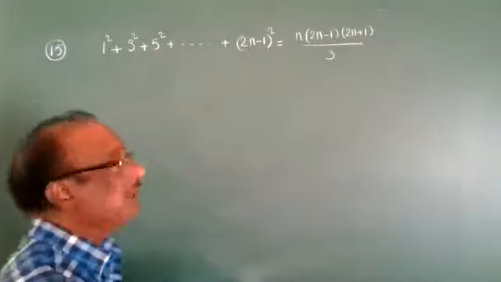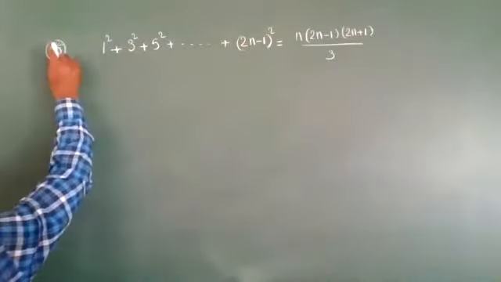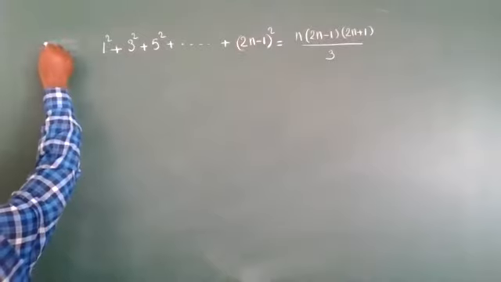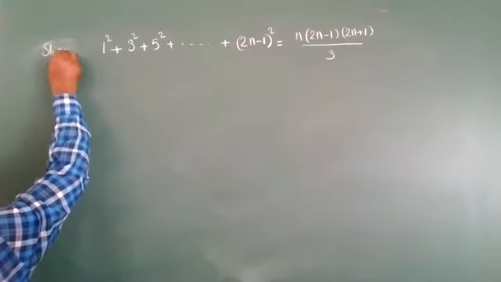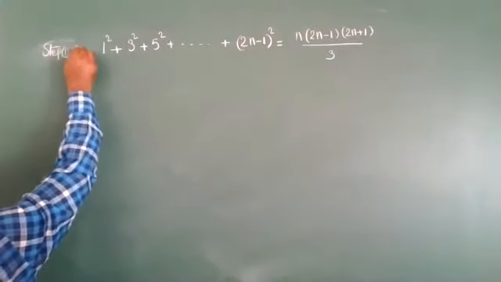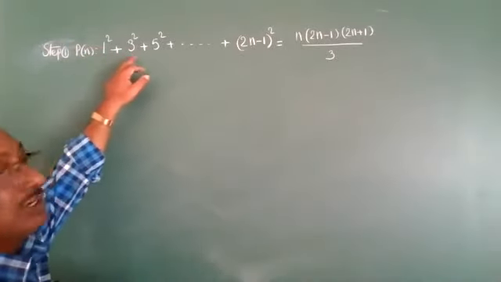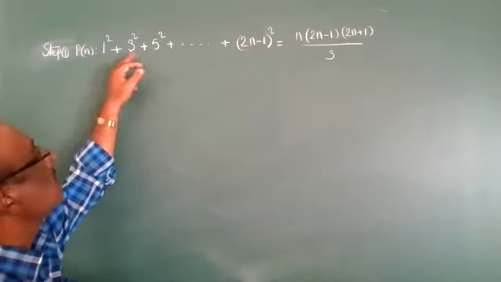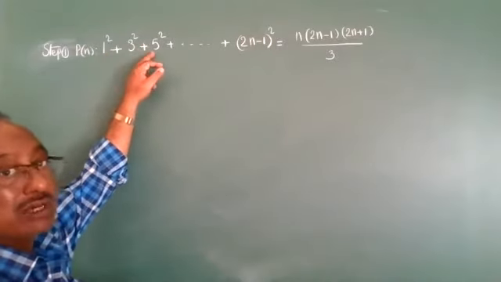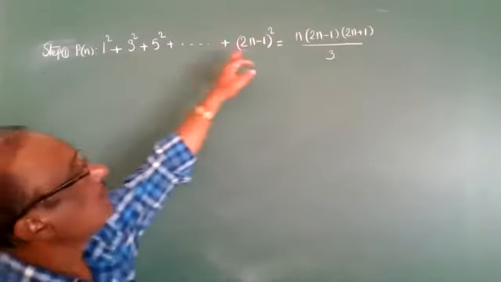First step 1 complete. So 15th problem, I am writing this step 1. Step 1: the principle of n numbers is given. First number, first two numbers, 1 square plus 3 square. First three numbers, 1 square, 3 square, 5 square, up to n numbers.